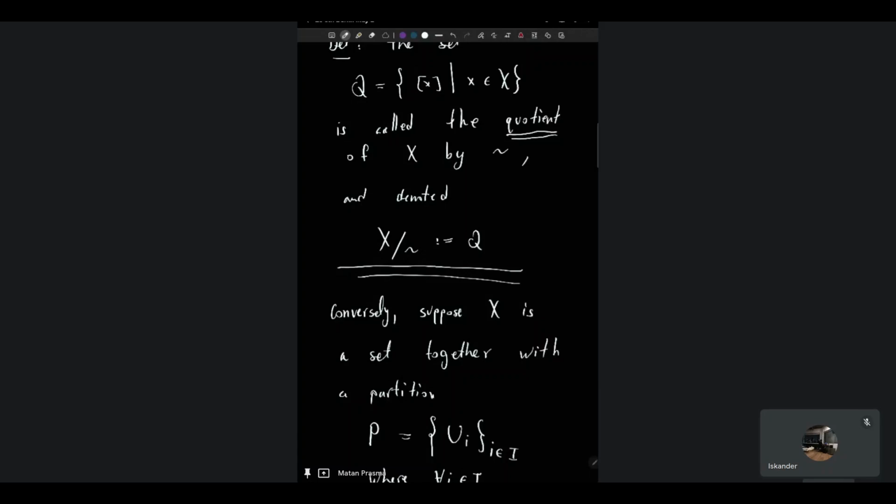I tend to like this colon equal a bit more because it gives you a direction. It means we now define a new notation, and we use something that we previously defined. But you can write either.